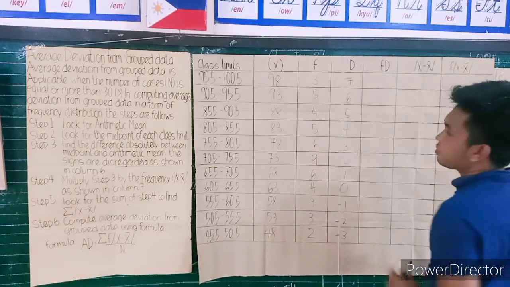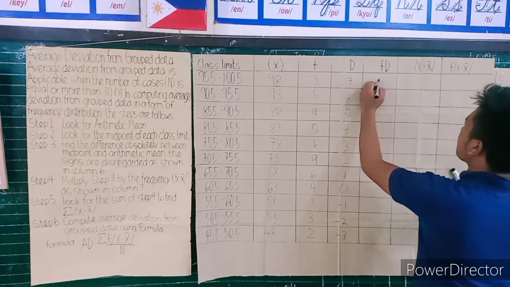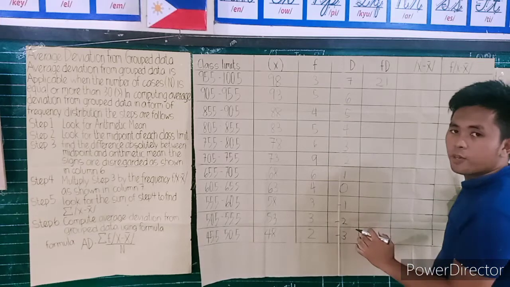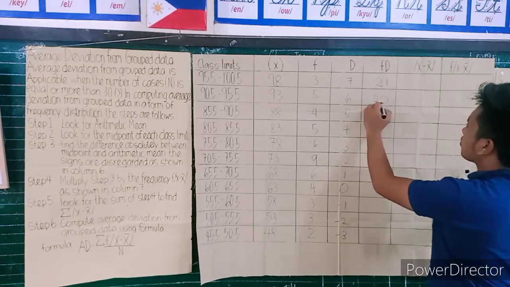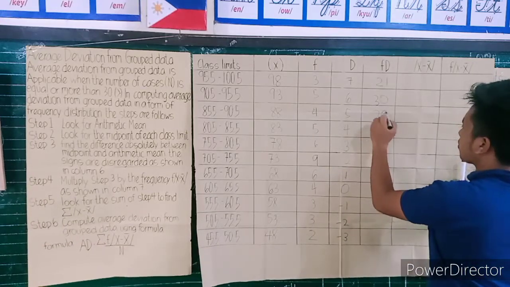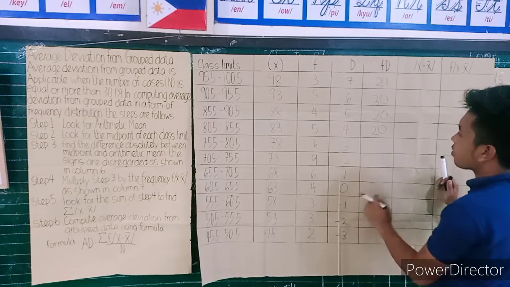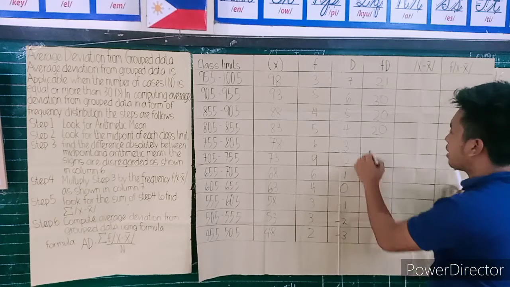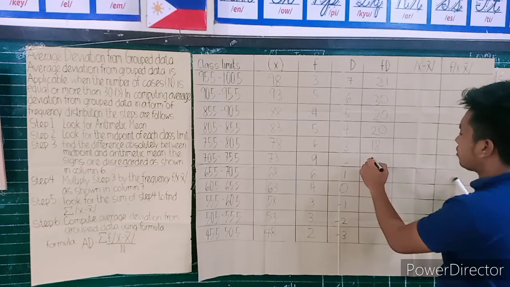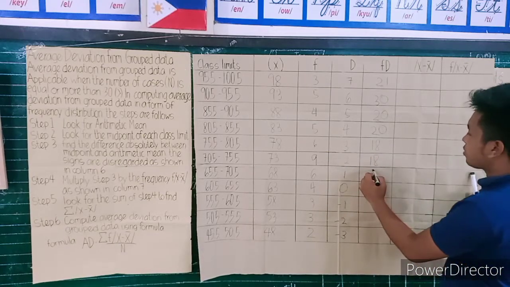3 times 7 equals 21. Okay, 3 times 7 equals 21. 5 times 6, we have what? 30. 4 times 5, we have 20. 5 times 4, we also have 20. 6 times 3, we have what? 18. 9 times 2, we have 18 also. Okay? So 6 times 1 equals 6.